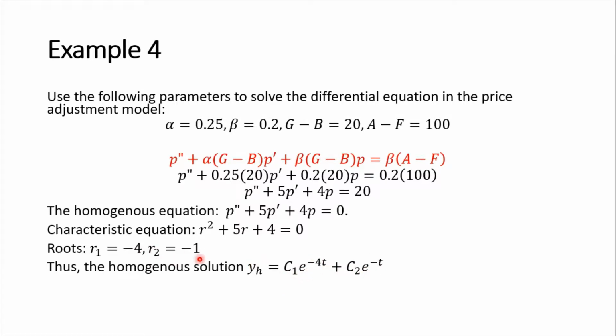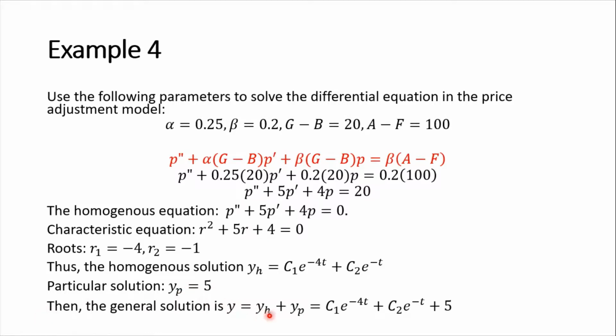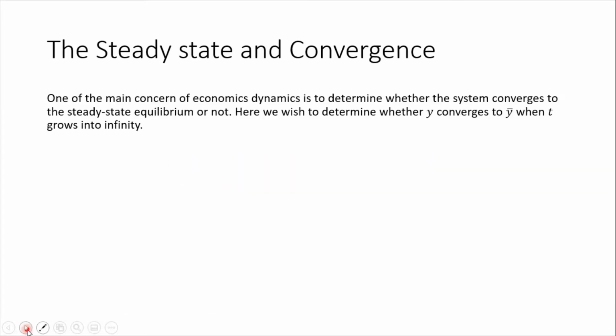And the solution will be c1 e to the power of minus 4t plus c2 e to the power of minus t. Remember, these are two different roots. Alright, so what about the particular solution? Remember, this is the original equation. The particular solution will be equal to the steady state value, which is 20 over 4, and it will be equal to 5. Okay, so the general solution will be the homogeneous solution plus the particular solution, which is equal to 5. Alright, so that's one application of second order differential equation.